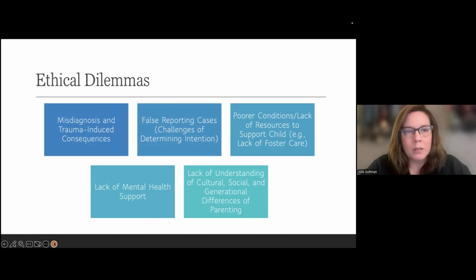I'm going to automatically call CPS. When in fact, what it turns out is that not enough information has been collected, not enough clinical evidence has been collected to actually make that assessment. And so then we oftentimes do traumatize the child, the family in the process because we're not collecting enough information and making oftentimes those snap judgments without finding a little bit more.